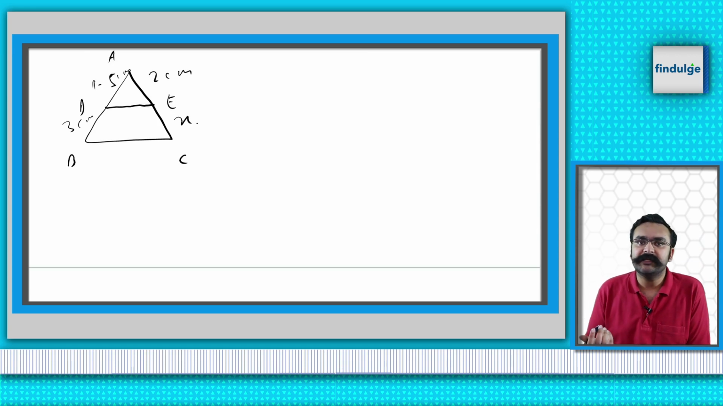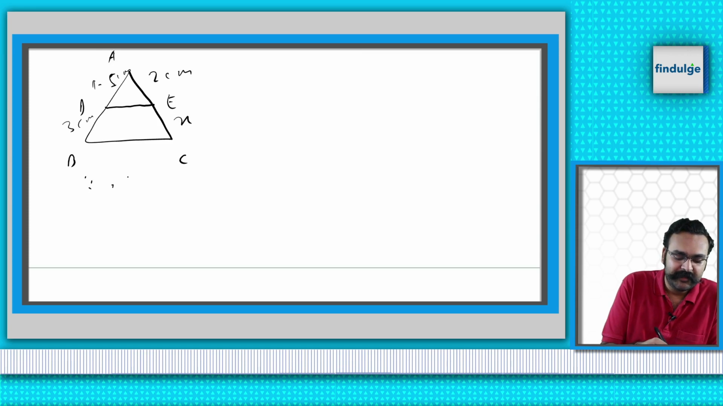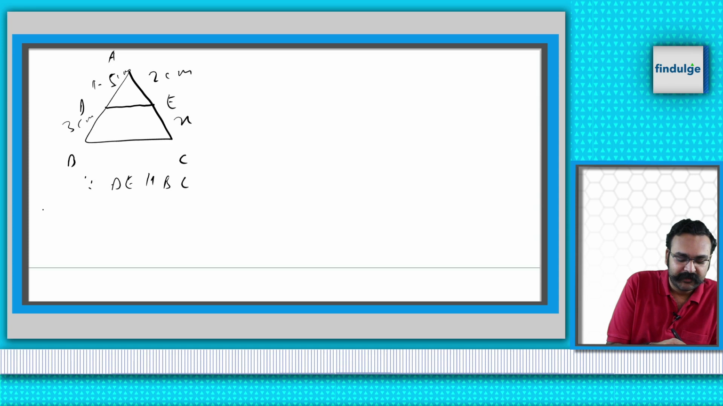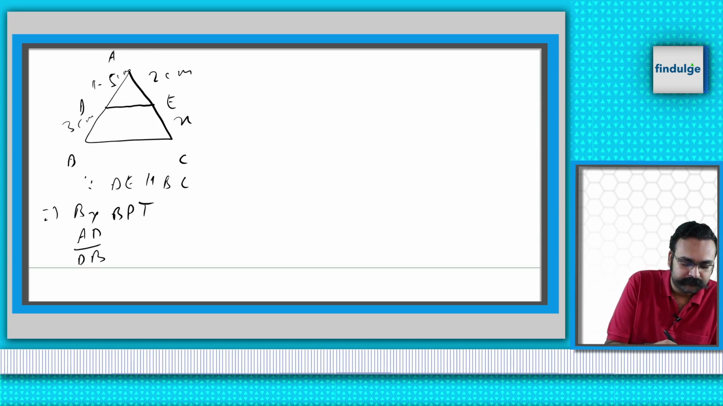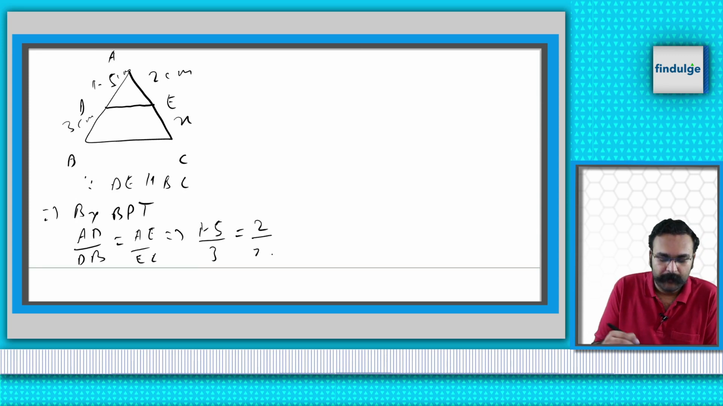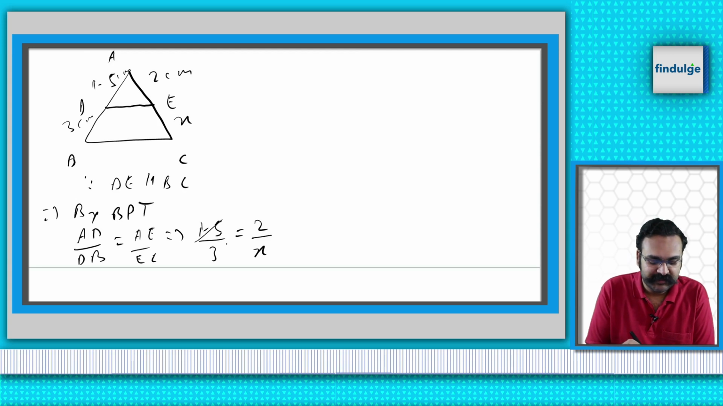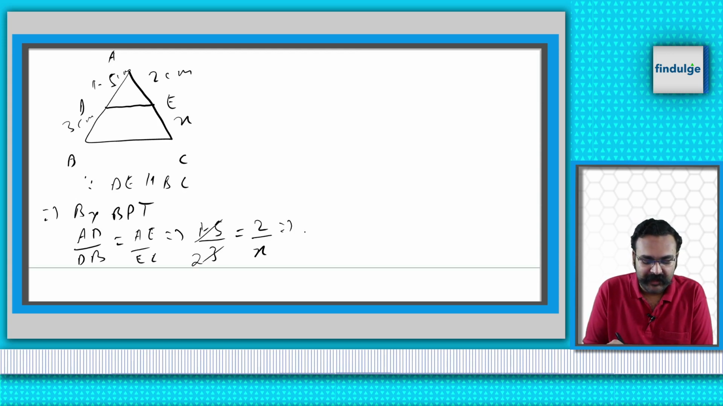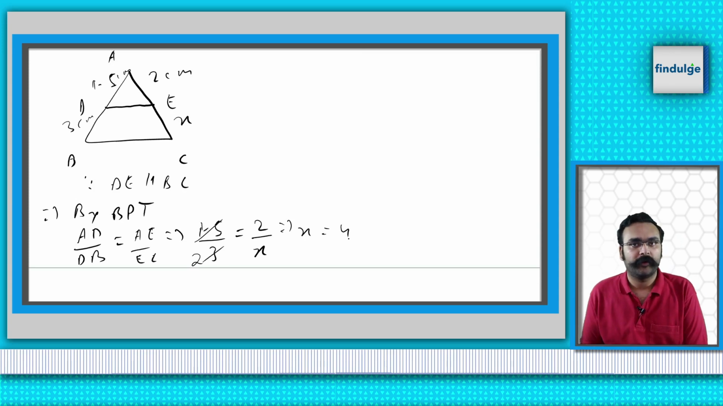So of course we will simply say that since DE is parallel to BC, this means by the basic proportionality theorem, AD upon DB is equal to AE upon EC, which implies 1.5 upon 3 is equal to 2 upon x, which if we see, that means x is equal to 4. And so like this, we will basically determine questions.